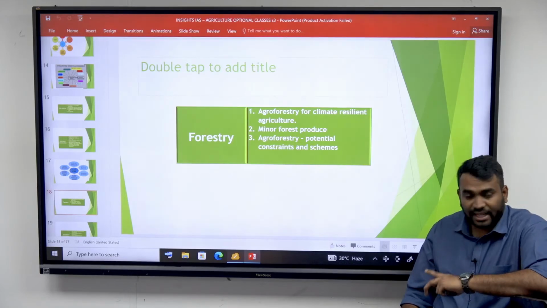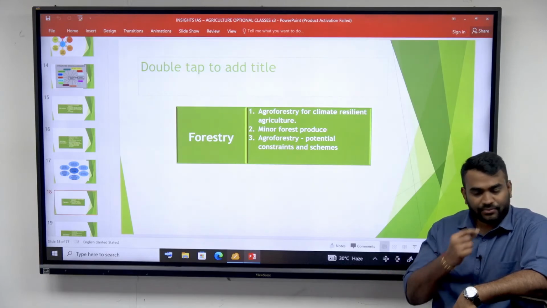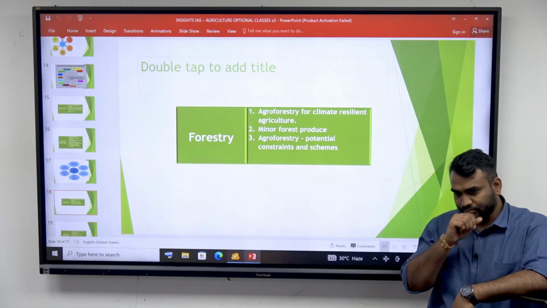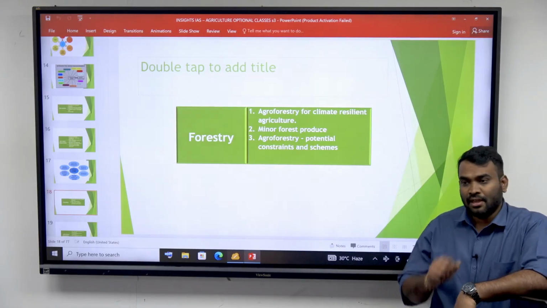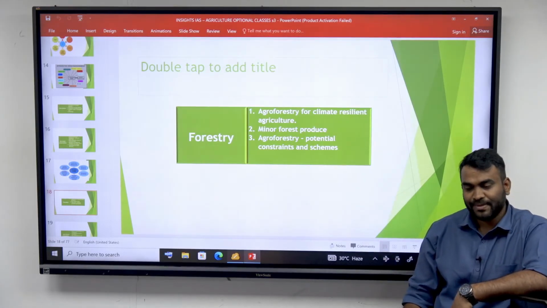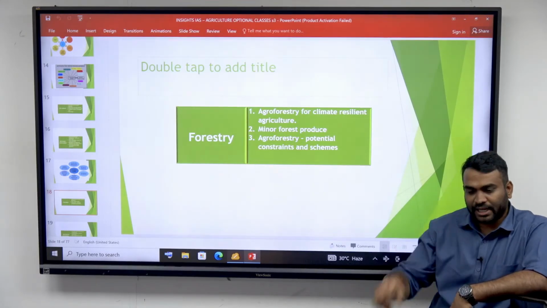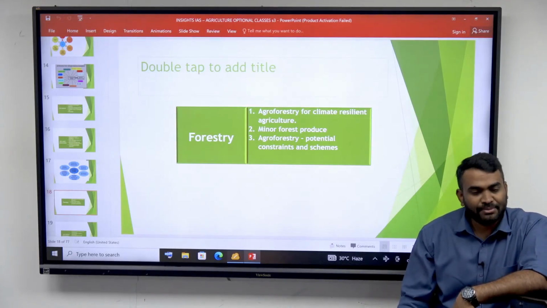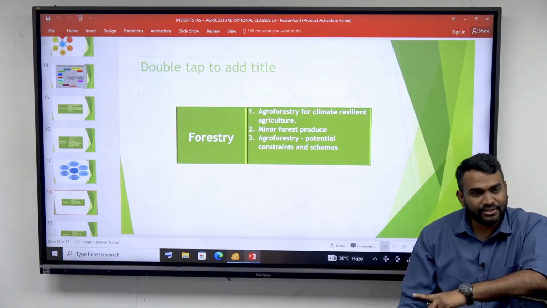So if they just mention minor forest produce, what should you know? First is the definition, and also say it is defined in so and so Act. After that, give examples of minor forest produce. For example, tendu leaves, honey, lac, all those things are minor forest produce. After that, give the current status. For example, the Ministry of Tribal Affairs has recently announced MSP for minor forest produce. That is also an important current affairs update.